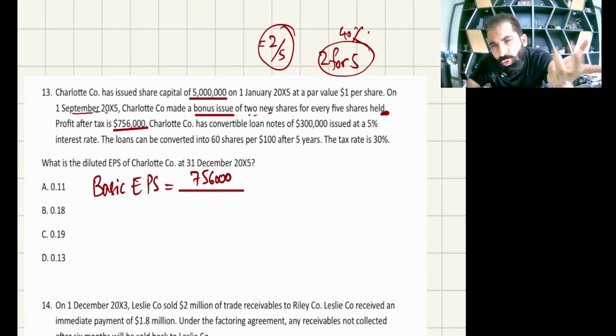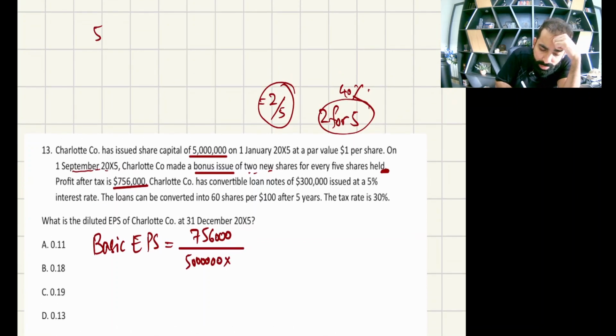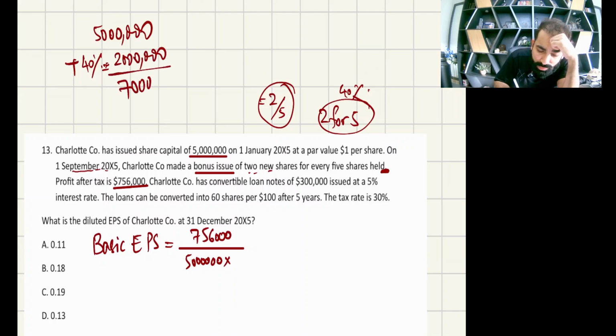So bonus shares are always adjusted at the beginning of the year. So it's going to be 5 million into 2 upon 5. Wait, let me do it in an easier way. 5 million shares plus bonus shares will be 40%. Okay, so 40% is 2 million. That's it. So from the first day of the year, your shares will be 7 million.